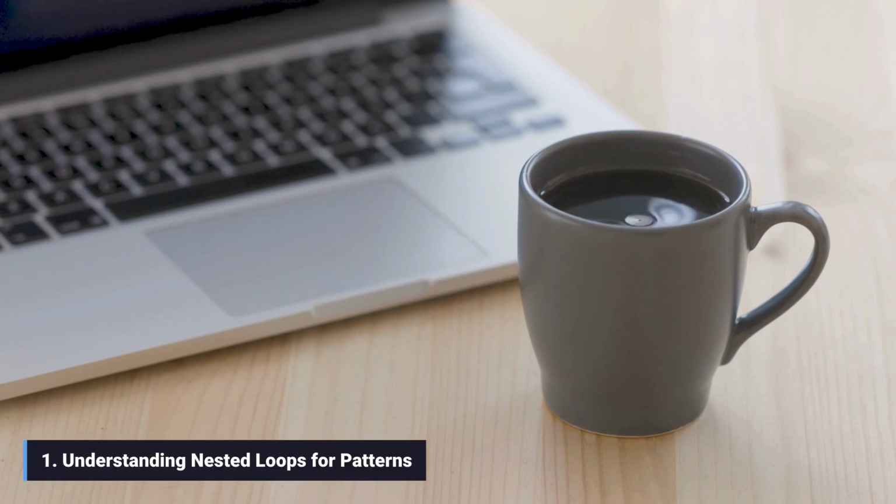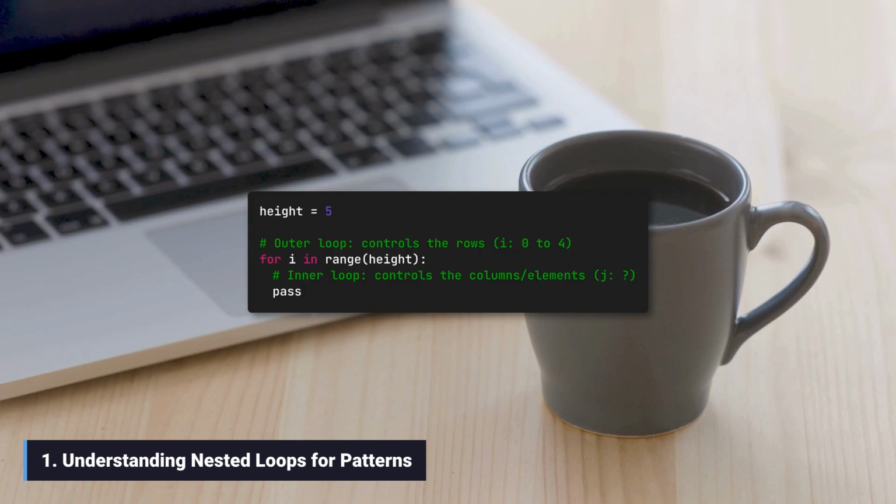1. Understanding nested loops for patterns. Pattern printing requires two loops. The outer loop controls the number of rows, or the height of the pattern. The inner loop controls the number of elements, or the width, printed in each specific row.